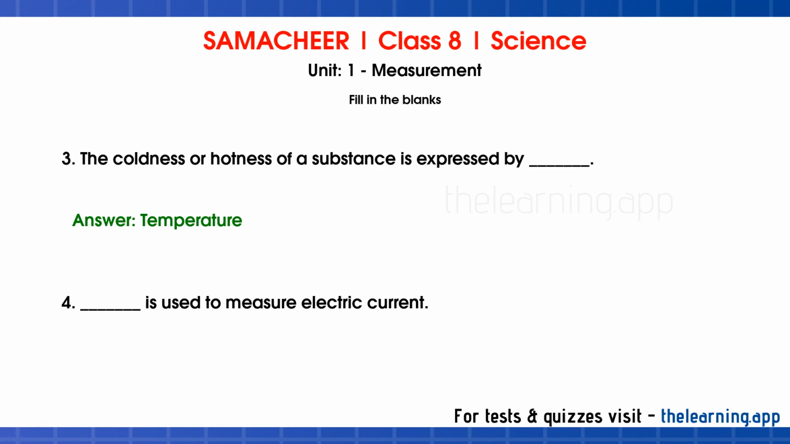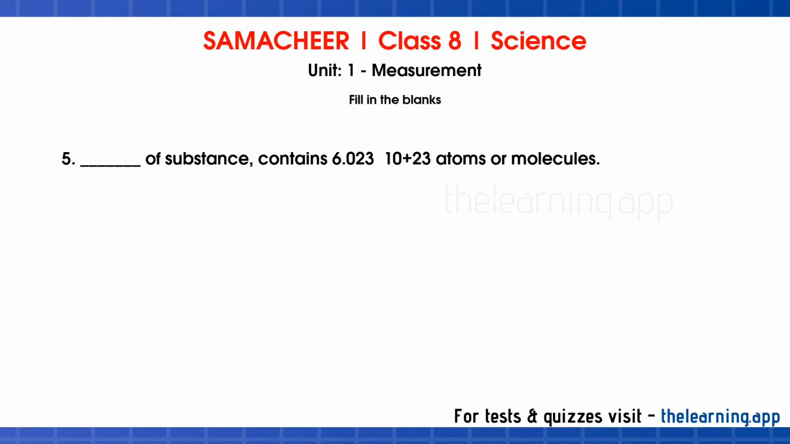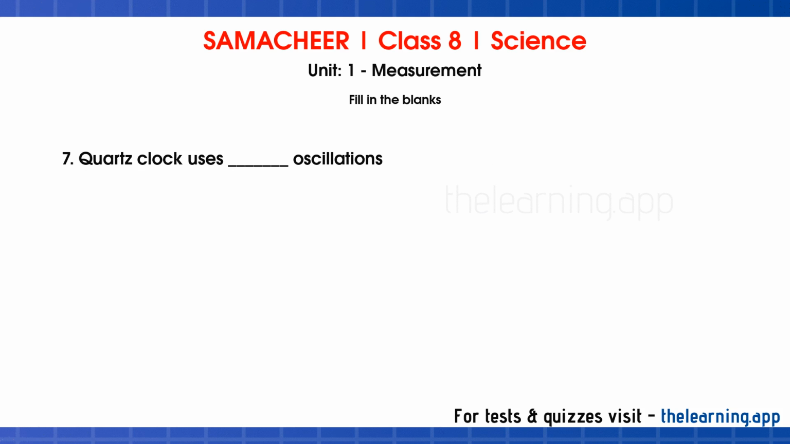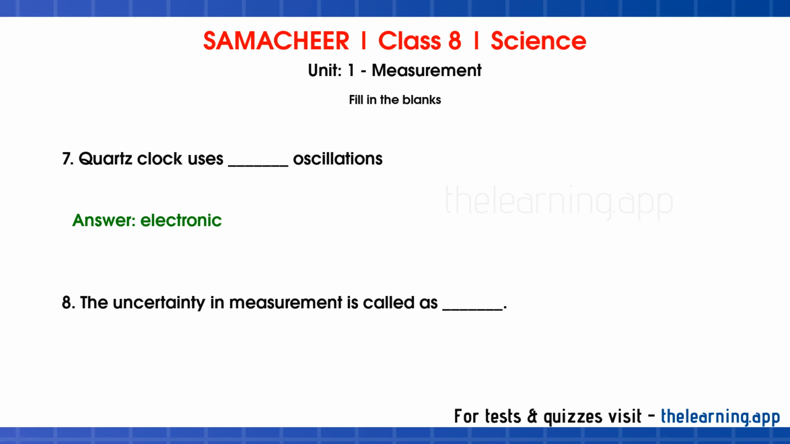Question 4. Dash is used to measure electric current. Correct answer is ammeter. Question 5. Dash of substance contains 6.023 × 10^23 atoms or molecules. Correct answer is mole. Question 6. Luminous intensity is the amount of visible light that is emitted in unit area per unit dash. Correct answer is solid angle. Question 7. Quartz clock uses dash oscillations. Correct answer is electronic.